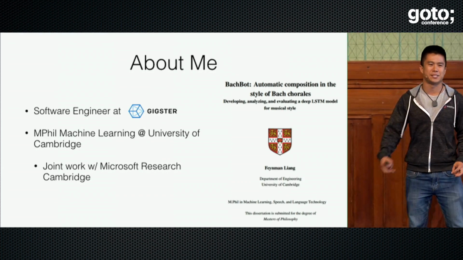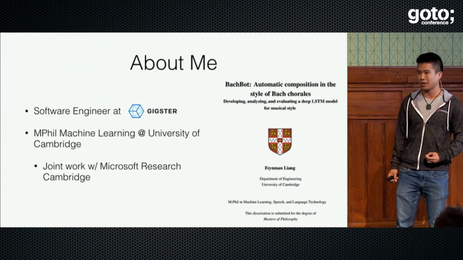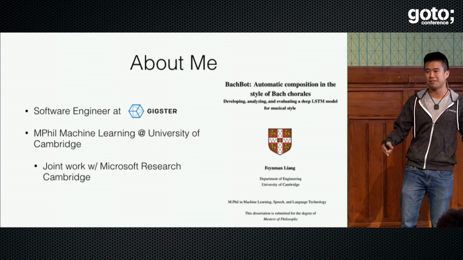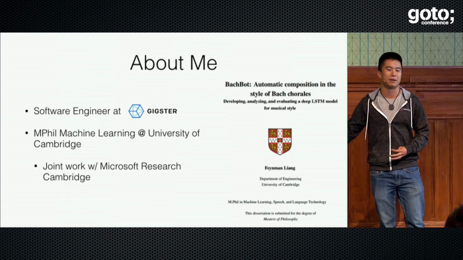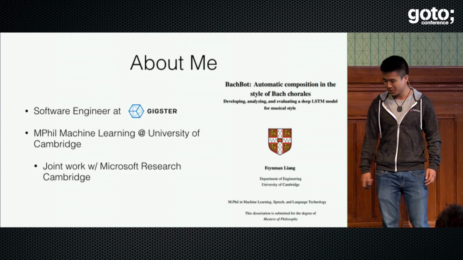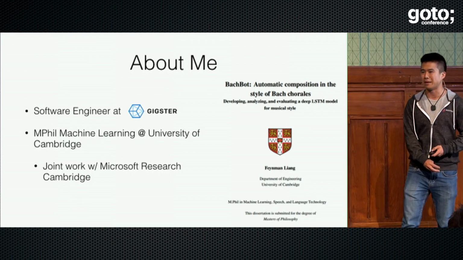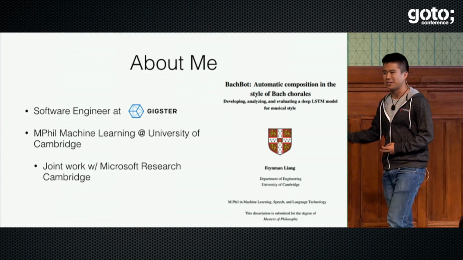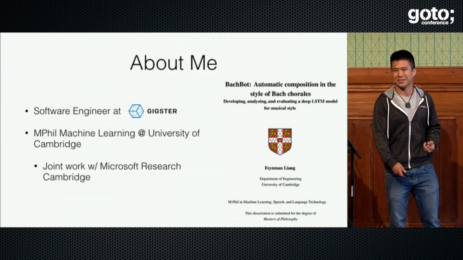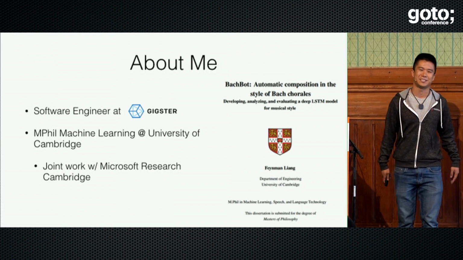So a bit of background about myself. I'm currently a software engineer at Gigster, where I work on interesting automation problems regarding taking contracts, dividing them into subcontracts, and then freelancing them out. The work on BachBot was done as part of my master's thesis, which I did at the University of Cambridge with Microsoft Research Cambridge. In line with the track here, I do not have a PhD, and I still can do machine learning, so this is a fact. You can do machine learning without a PhD.